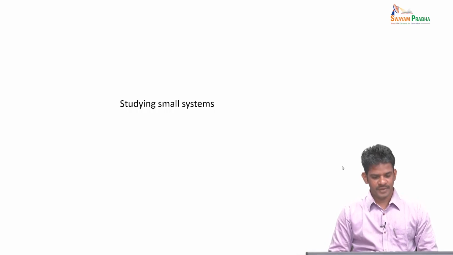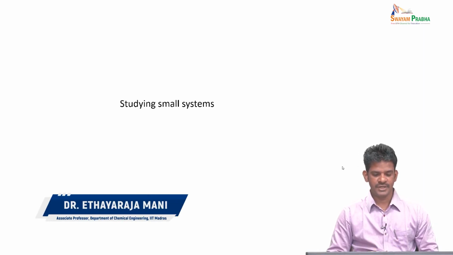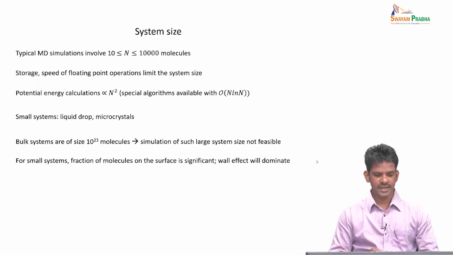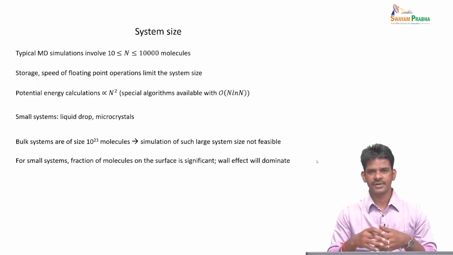In this class, we will discuss certain concepts and principles required in studying a small system to predict properties of bulk materials. So now, if you look at typical MD simulations, you will see the number of particles. What I mean by particles is basically atoms, molecules, nanoparticles, colloids, surfactants, polymers, right? So typically we take 10 such particles or maybe 10,000 such particles. That's a typical system size used in simulations.